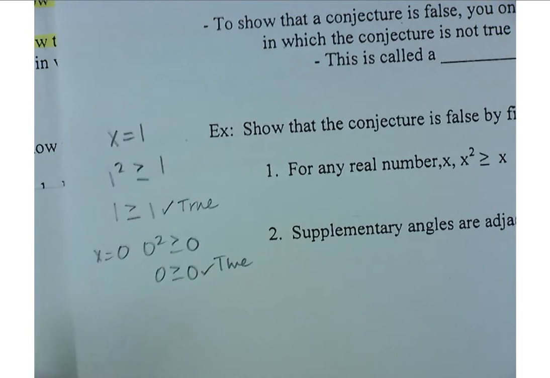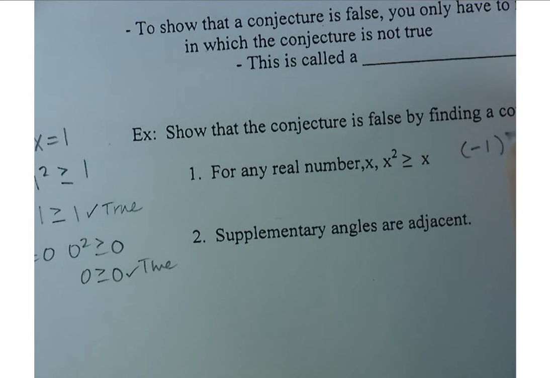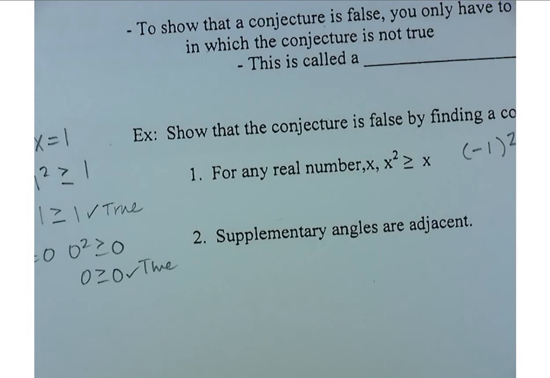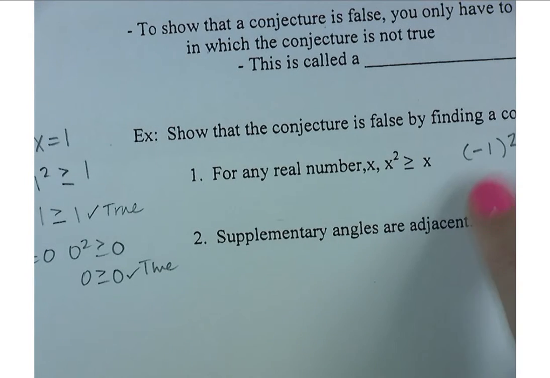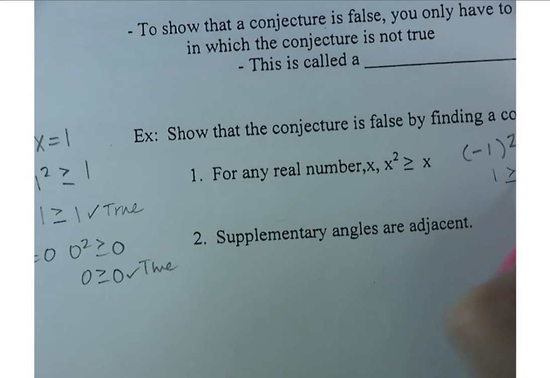Okay, so if I plug in a negative number, negative 1 squared is greater than or equal to negative 1. What would I have for that? 1. I'd have 1 is greater than or equal to negative 1. So would that work? Would that be true? Yes.